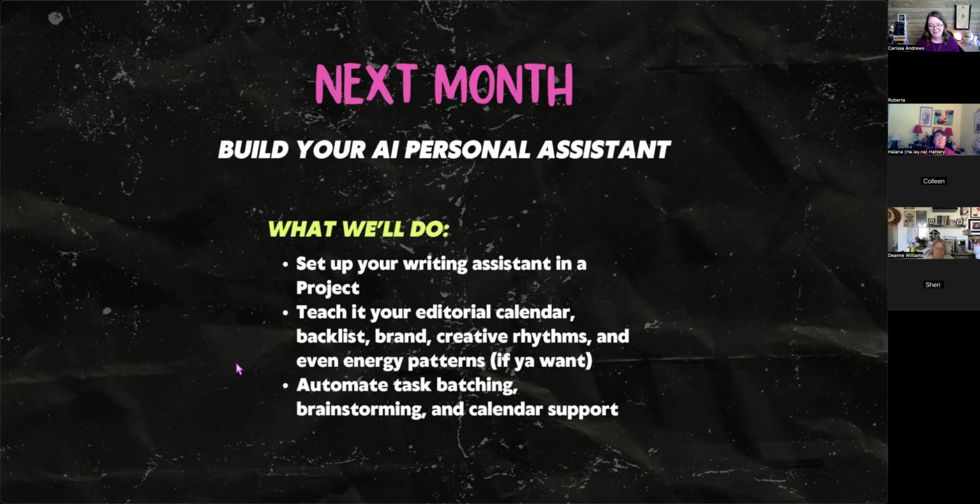So it just depends on what you want in your project, in your custom GPT or in your project for your AI assistant. It will also help you then automate task batching, brainstorming, and calendar support. Because if you create an editorial calendar and you're like, okay, hey Nova, what's on the agenda today? It should come back to you and say, oh, okay, well today is May 23rd and you are in week 3 of your 6-week writing sprint for XYZ, whatever.